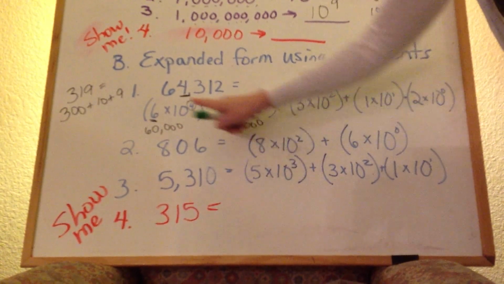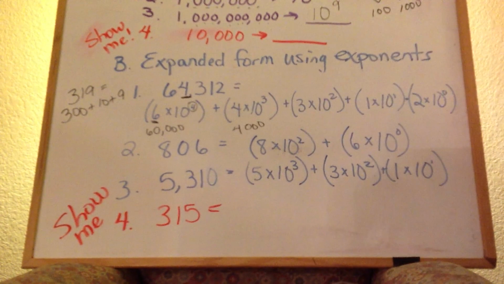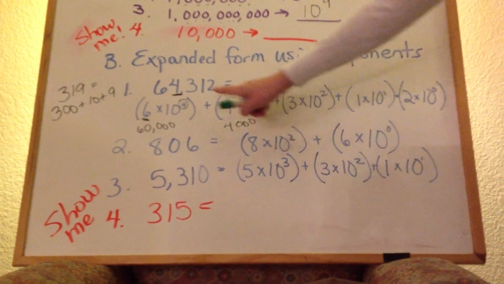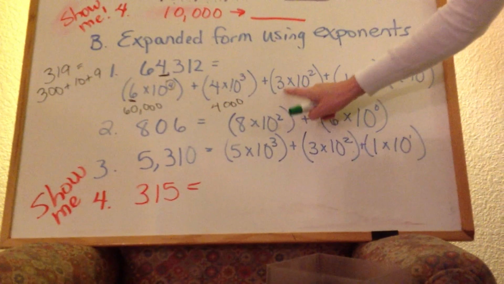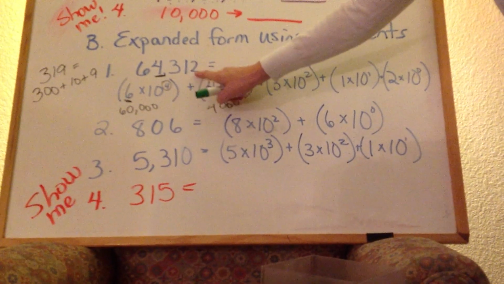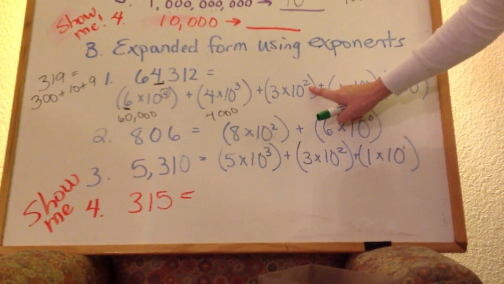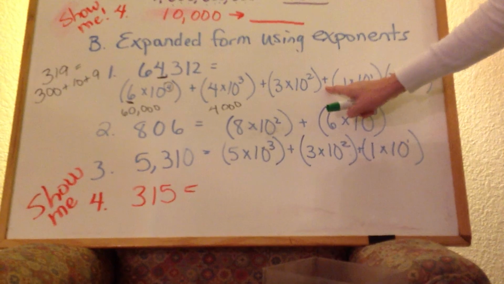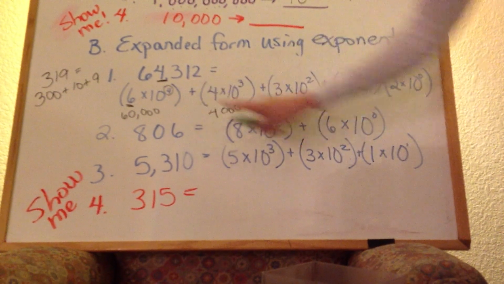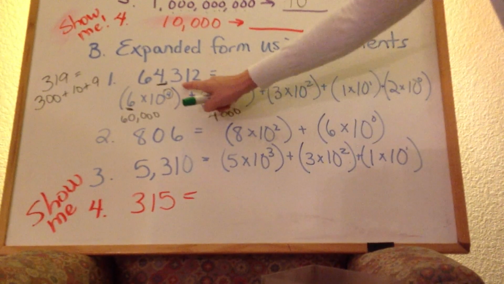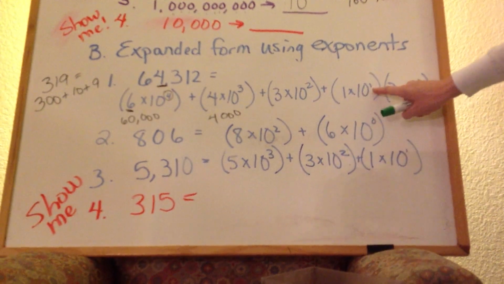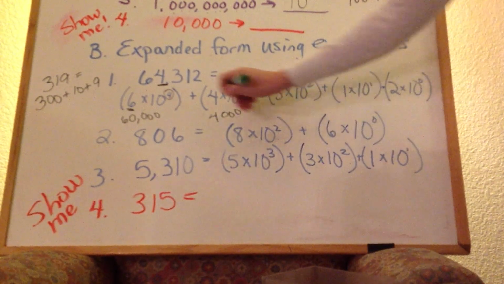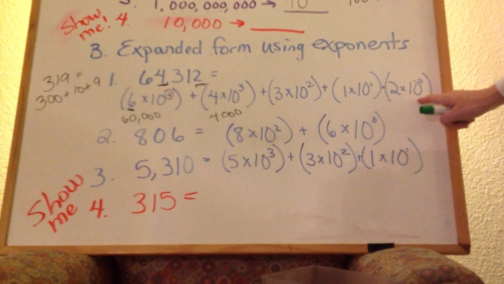60,000, 4,000. Then we do our next number, 3. 3 times 10 to the 2nd power, because there's 2 numbers behind it. Then we add it to our next number, which is a 1. 1 times 10 to the, how many numbers are behind it? Just 1 number. Then we're going to do our 2, our last number. It's going to be 2 times 10 to the 0 power.